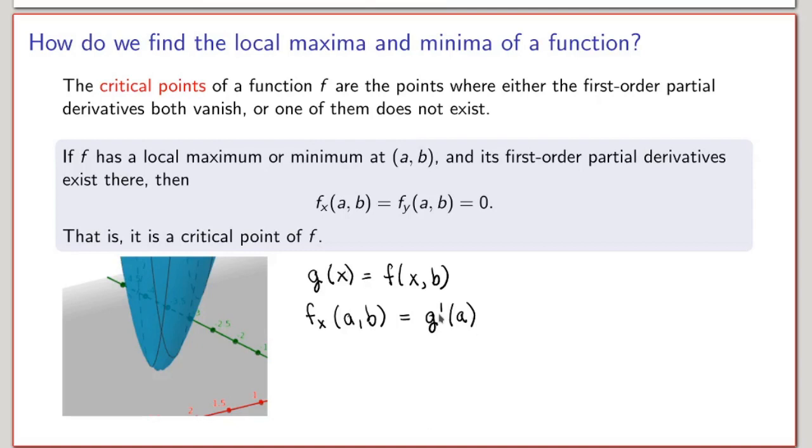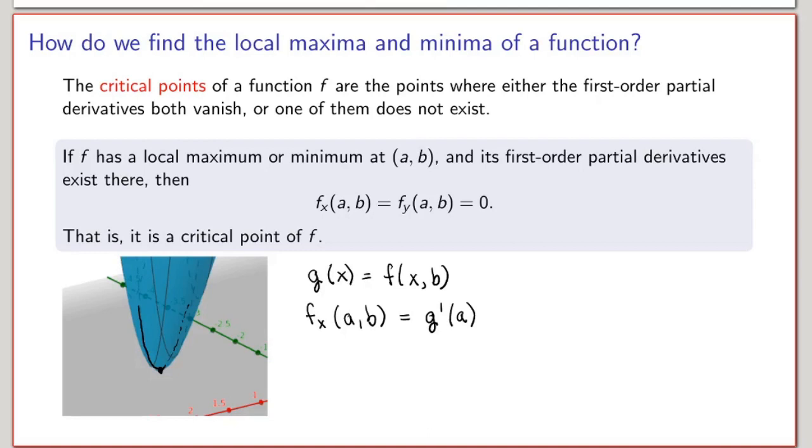But this curve is nothing else than the curve on the surface here, which corresponds to keeping y equals b fixed. And in particular, if the point here is a local minimum for the surface, it is also a local minimum for the curve. And then by the statement in one variable, we know that if it is a local minimum, it must be a critical point for the function g of x. And because here we're assuming that derivatives exist, it follows that g prime of a must vanish. So in other words, the partial derivative with respect to x evaluated at (a, b) must vanish.